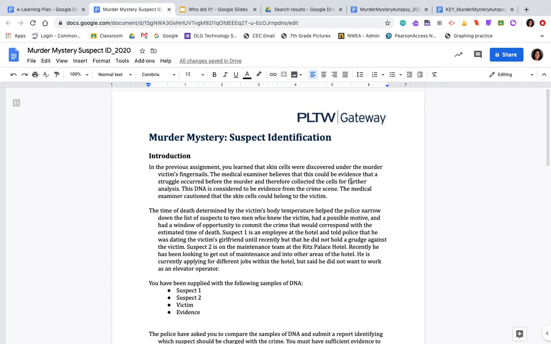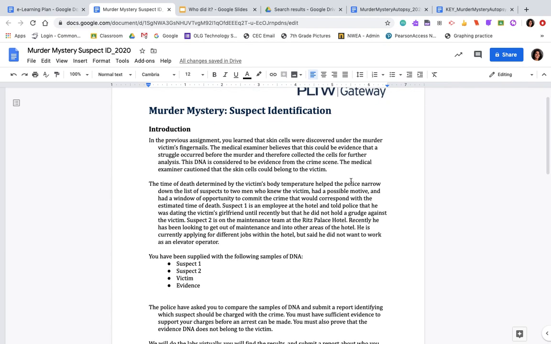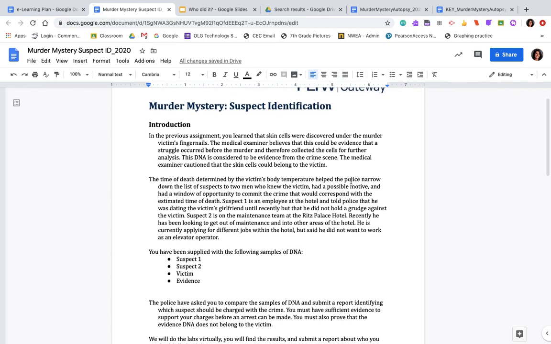So it could be the victims, but it also could be the suspects. The time of death determined by the victim's body temperature helped the police narrow down the list of suspects to 2 men who knew the victim, had a potential motive, and a window of opportunity to commit the crime that would correspond with the estimated time of death.